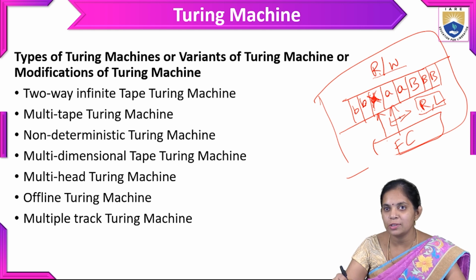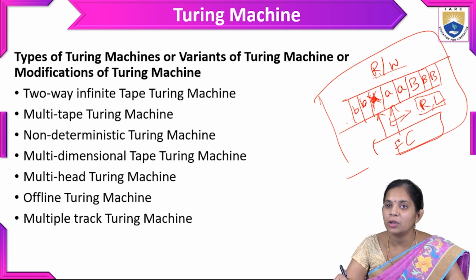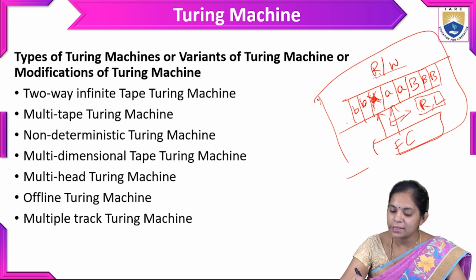The standardized Turing machine has this infinite length tape, the read and write operations, and the finite control. It can move either left or right, so based on the transition, we move left or right. And this is the standardized Turing machine.